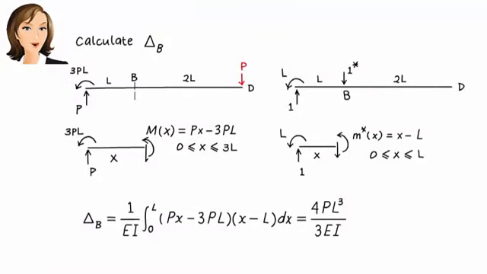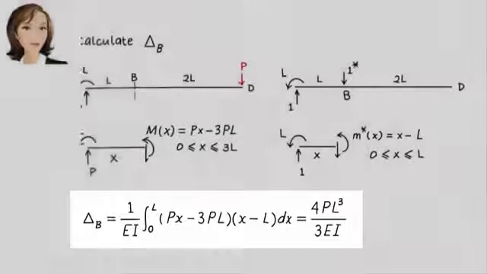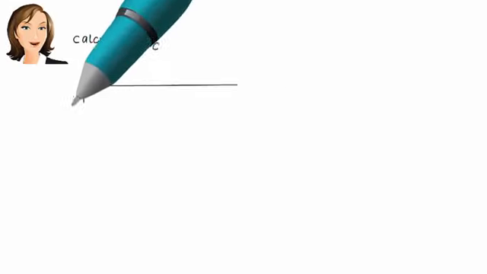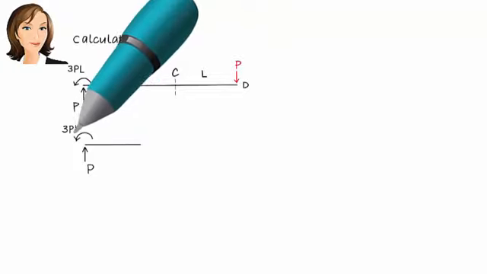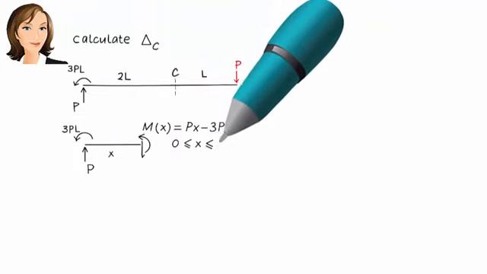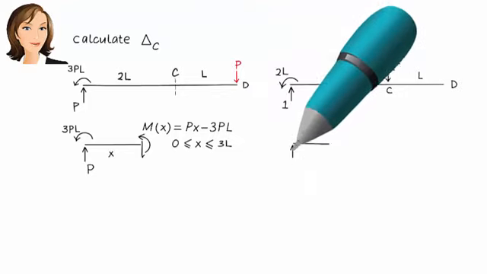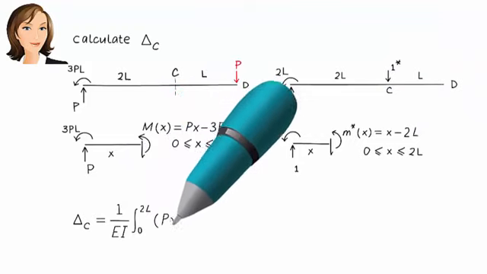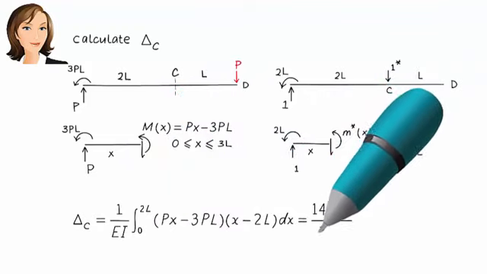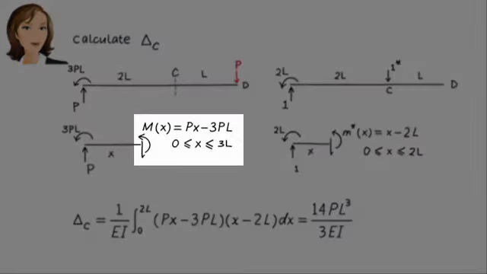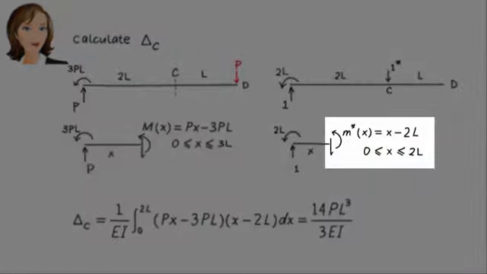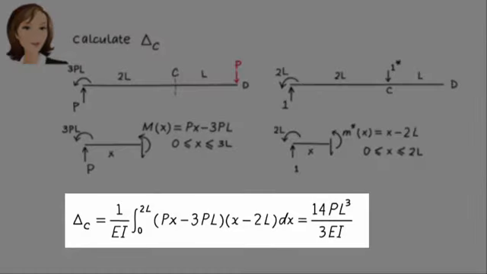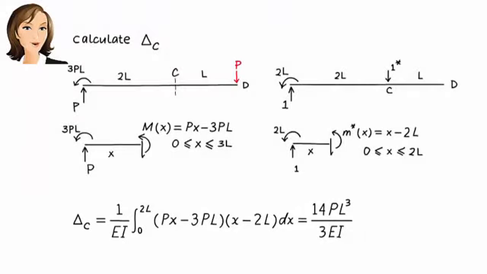To calculate delta B, we need to integrate m times m star. Here is delta B. We repeat this process for calculating delta C. Here is m. Here is m star. And here is delta C. We have 4 more displacements to calculate. First, let's determine delta BB.